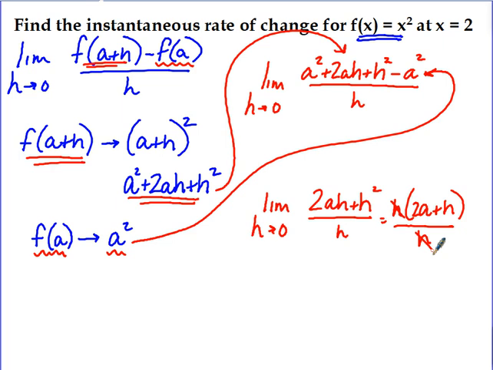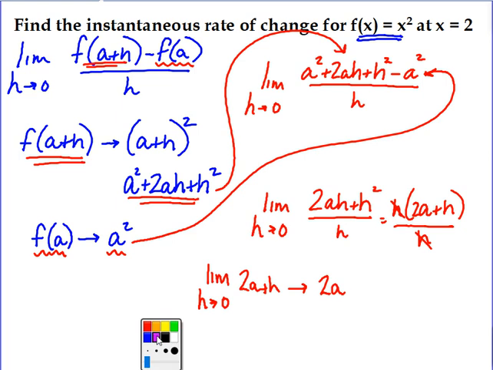It's the same thing. So I'm left with the limit as h approaches 0 of 2a plus h. So when I plug 0 in for h, I get 2a. And now, what value are they asking for? They're asking for when x equals 2. So 2 times 2 gives me 4.